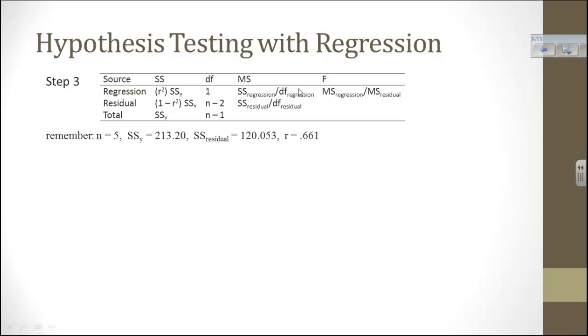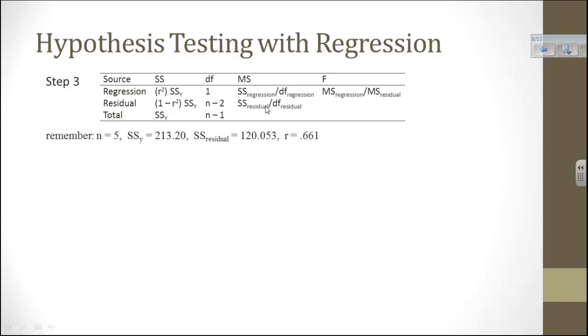Also, just like ANOVA, mean squared is the variance, and you find that by taking the sum of squares divided by the degrees of freedom for regression, sum of squares divided by degrees of freedom for the residual portion, and then F, you take mean squares regression divided by mean squares residual.